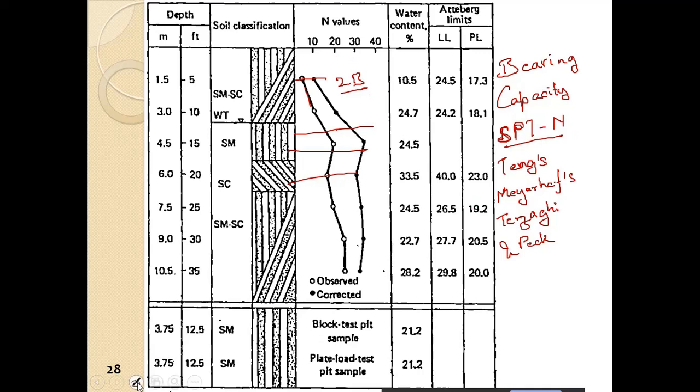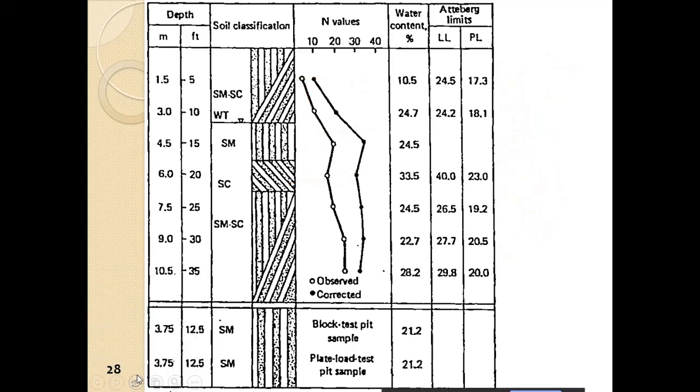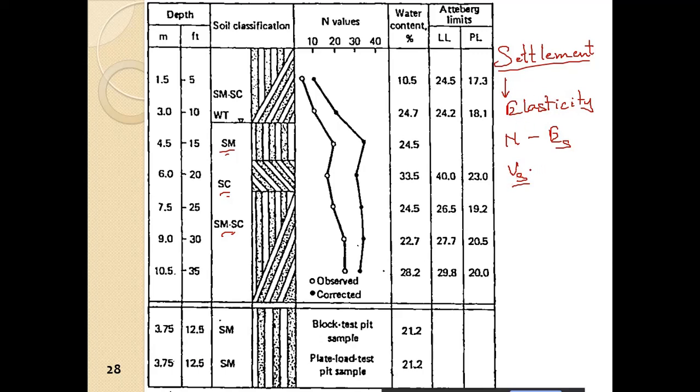Apart from that, we can also find out the settlement. So what will be the settlement in this case? We can also correlate the SPT N value to the elasticity modulus, because here the type of soil is already given. So for that type of soil there are various correlations relating SPT N value to the elasticity modulus of the soil. Then we can correlate that to the shear wave velocity. Various correlations are there in the literature.